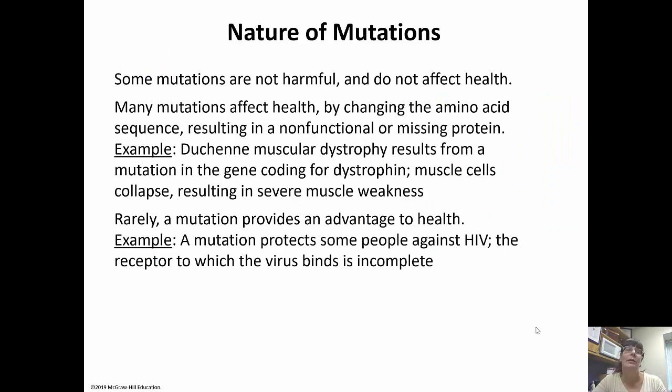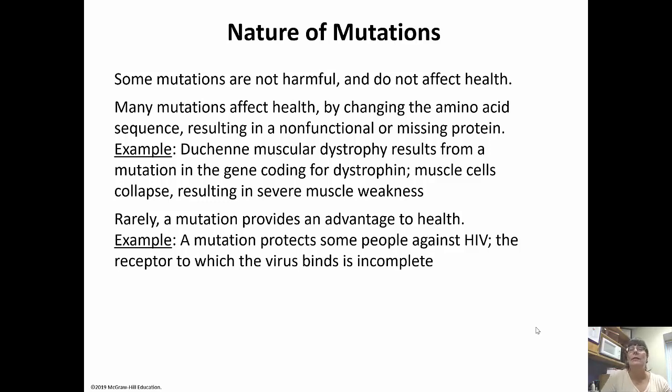They can change the amino acid sequence, which results in a non-functional protein. Duchenne muscular dystrophy, for example, results from a mutation in the gene coding for dystrophin. Now, dystrophin is the protein that kind of stabilizes the muscle membrane. So without that stabilization, when contraction occurs, the muscle cells collapse. So this results in severe muscle weakness.